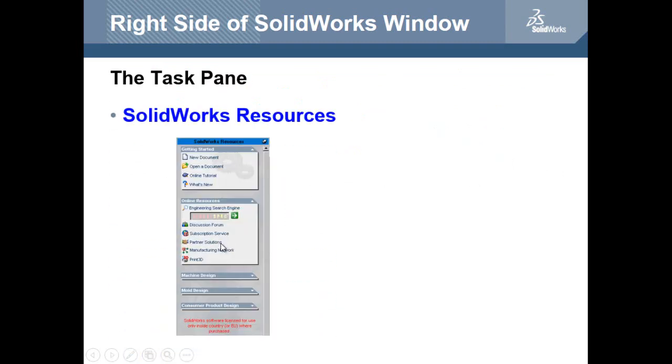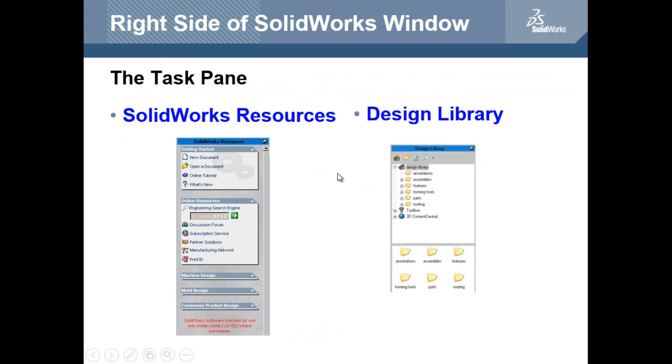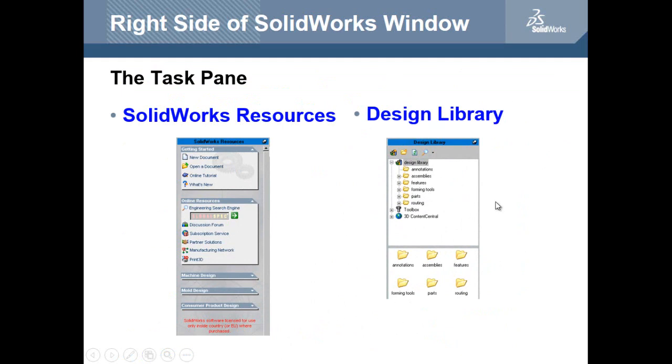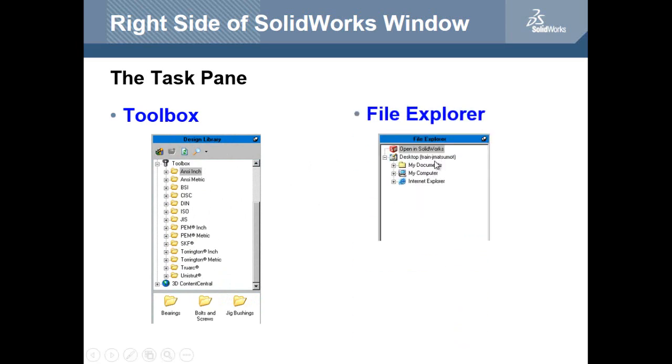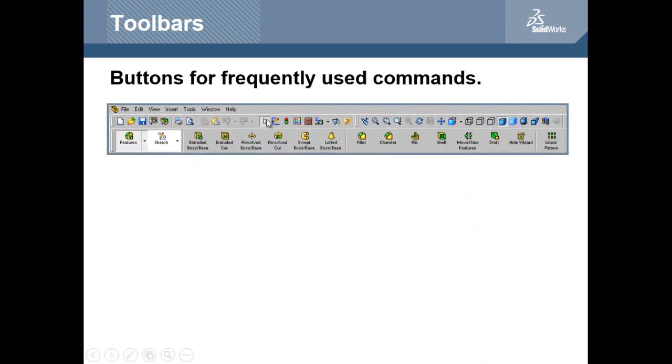Right side of the SolidWorks window. The task pane. SolidWorks resources. Design libraries. Toolbox on the right side of your window. The task pane has a toolbox which contains pre-made tools or items such as nuts and bolts. A File Explorer. Buttons for frequently used commands under Features: Extruded Boss/Base, Revolved Cut, Lofted, Fillet, Chamfer, Rib, Shell, Draft, Hole Wizard, Linear Pattern.